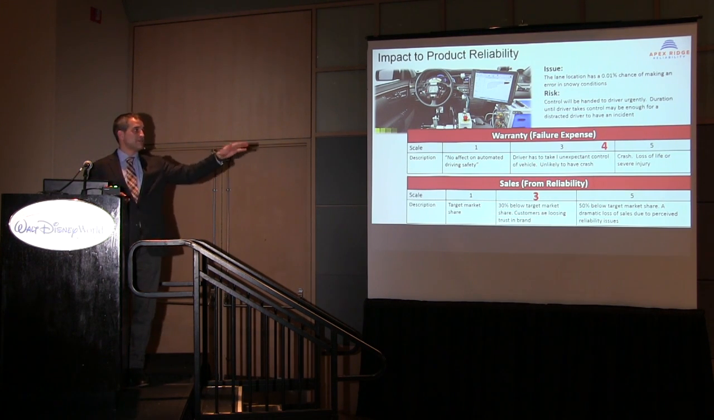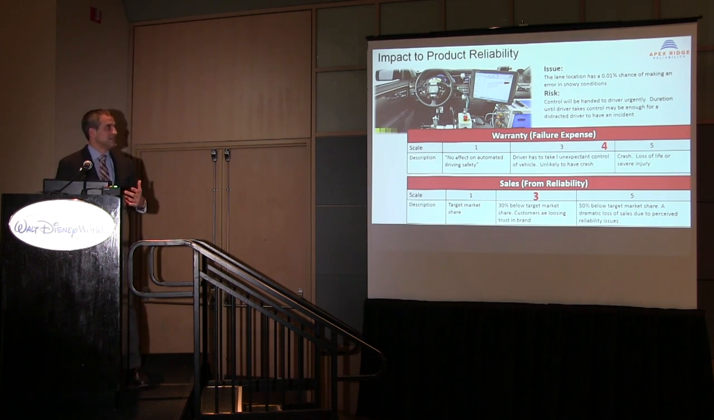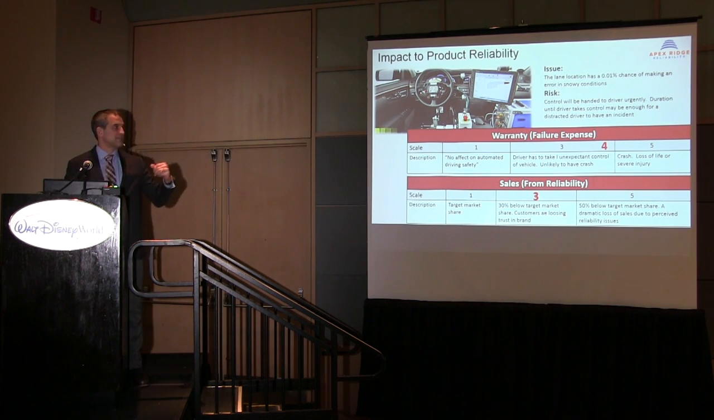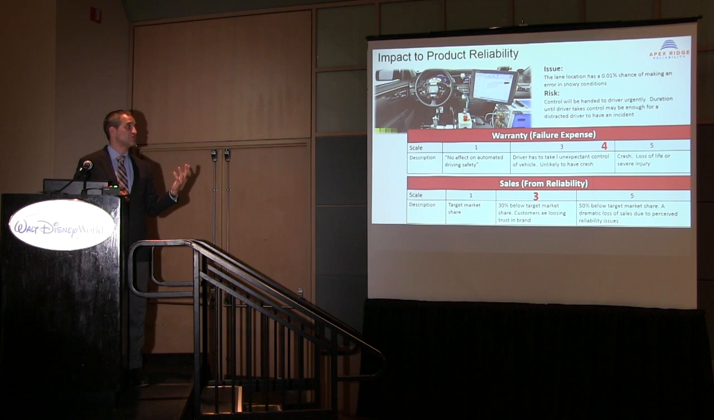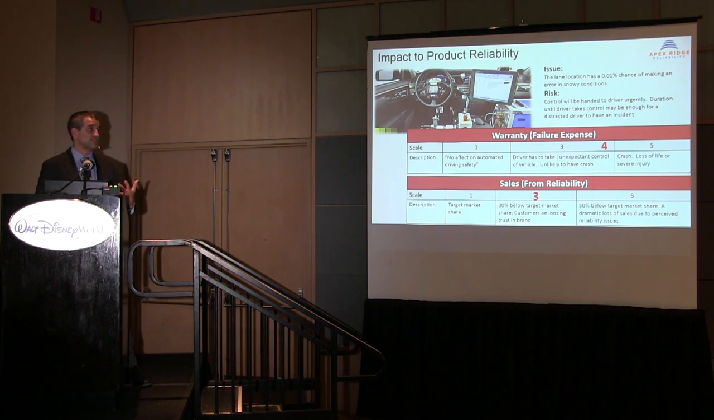So under the warranty, we came up with a failure expense, but this case is not warranted. The failure expense is the accident, loss of life, and there will be costs associated to that, of course, in addition to the ethical side. And we've made the scale here, and so we've chosen 4. 3 is a driver has to take unexpected control of vehicle, unlikely to have a crash. 5 is very likely to have a crash. So 4 seems to fit this.